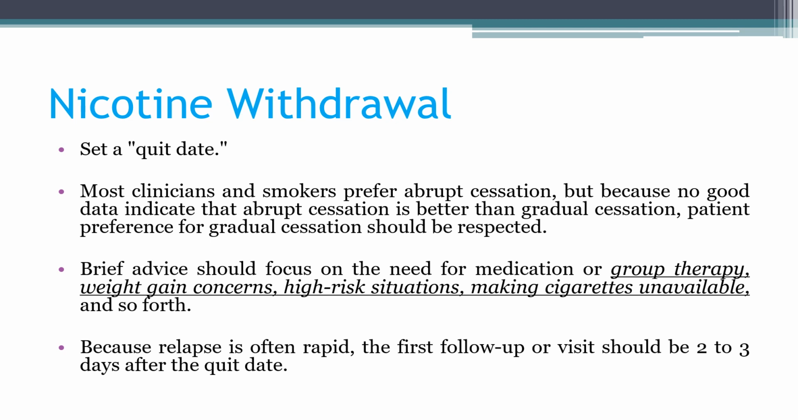For nicotine withdrawal, the protocol is to set a quit date. It is not an immediate thing. Set a quit date for the nicotine stoppage, and most clinicians prefer sudden stoppage of nicotine, but gradual stoppage is also a good idea. The person should be taught about group therapy, weight gain concerns, high risk situations, and making cigarettes unavailable. This should be discussed with the patient in psychotherapeutic sessions.